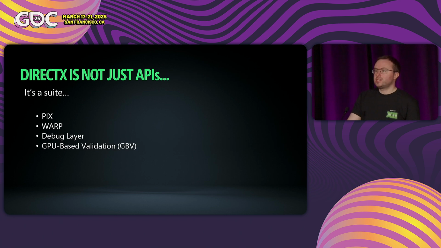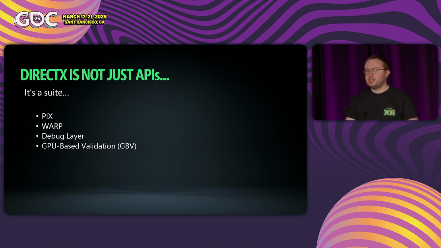So when we say DirectX, what do we mean? Obviously, the most prominent part of DirectX is the D3D API, but there are other pieces to the puzzle that Microsoft provide as well. First of all, there's PIX, which will be the focus of the rest of the presentation today, and that helps you debug and profile your D3D12 applications. We also have Warp, which I'll touch on later, which is our software rasterizer, as well as the debug layer and GBV for validation of what you're doing.